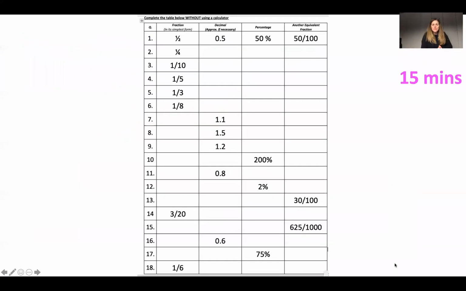Okay, so you now have a 15-minute challenge. Now I've done quite a few of those for you. I think I was really rather kind, but you're going to fill in all of those gaps. Okay, fraction, a decimal, a percentage, and another equivalent fraction. Now, I'm not always going to give you the fraction. Sometimes you've got the decimal to start with. Sometimes you've got the percentage. So 15 minutes, good luck, off you go.